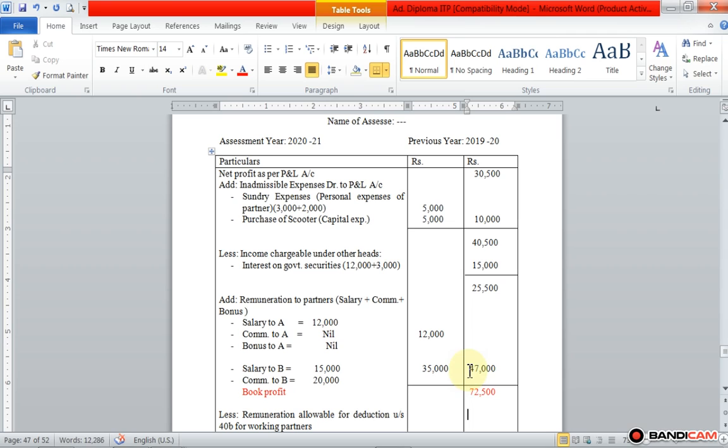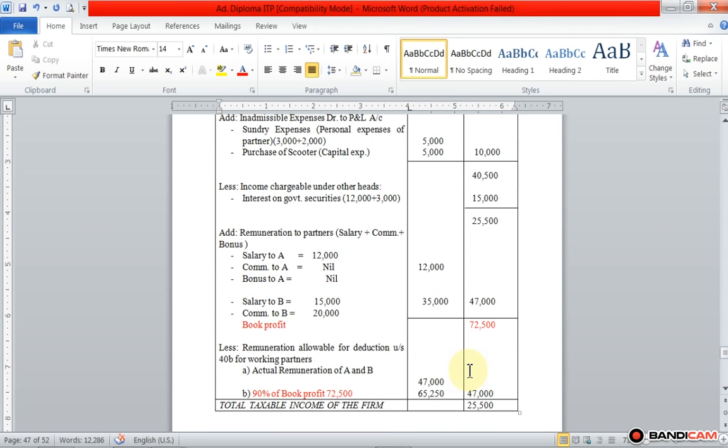या 72,500तून आता आपण काय करणार, लेस रेम्युनरेशन अलावेबल फॉर डिडक्शन अंडर सेक्शन 40B फॉर वर्किंग पार्टनर्स ओनली. वर्किंग पार्टनर्सला अलाव केलं जाणारं डिडक्शन रेम्युनरेशनचं लेस केलं पाहिजे. म्हणून ए पार्ट: ॲक्च्युअल रेम्युनरेशन पेड टू ए अँड बी, दॅट इज 47,000. परत मी कॅल्क्युलेट केलेलं नाही, किती आहे तर 47,000 रुपये आणि ते डायरेक्टली मी लिहून टाकलं. त्यानंतर बी पार्ट: 90% ऑफ बुक प्रॉफिट. बुक प्रॉफिट किती आहे, 72,500च्या 90% आलं 62,250.